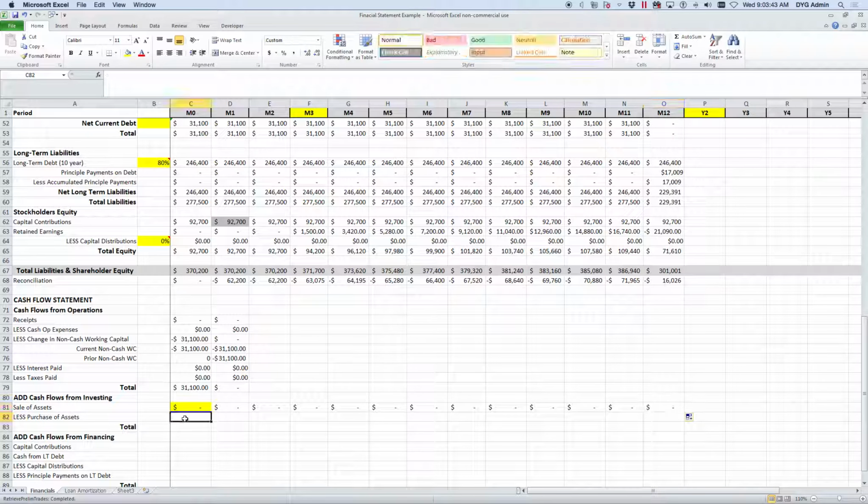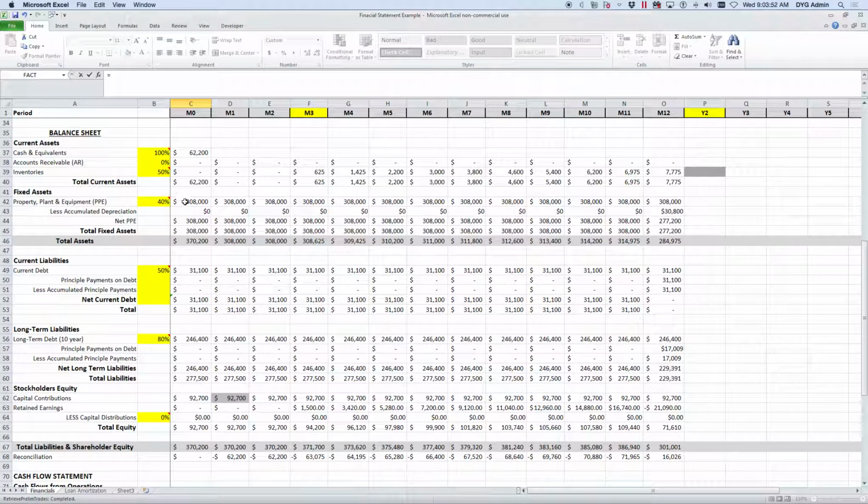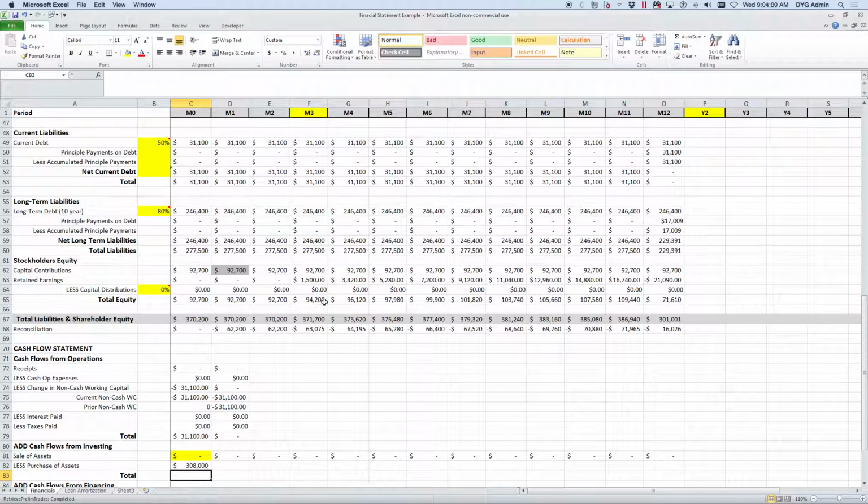Purchase of assets. All right, we did buy some assets here. Equals, where are those assets? Fixed assets, right? So this is the amount we bought. You're not looking at the depreciated amount, you're just looking at the amount you bought. All right, so you bought that.